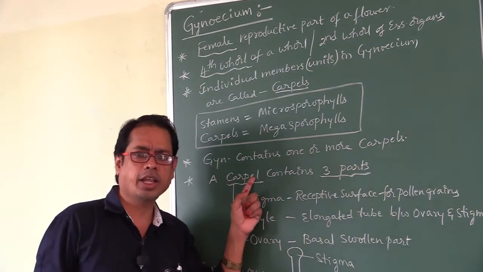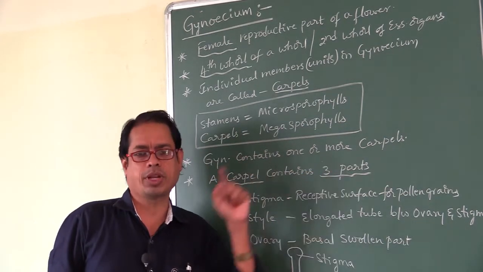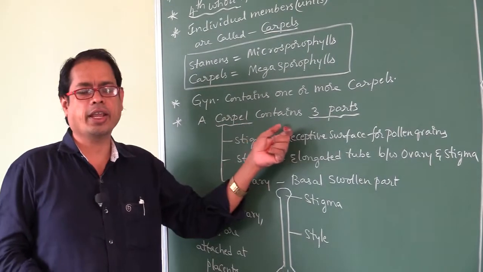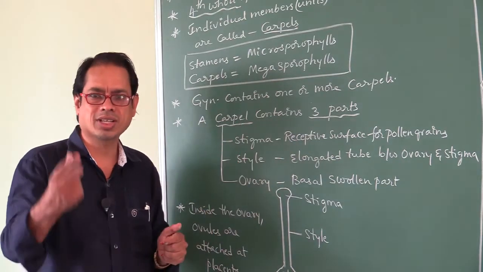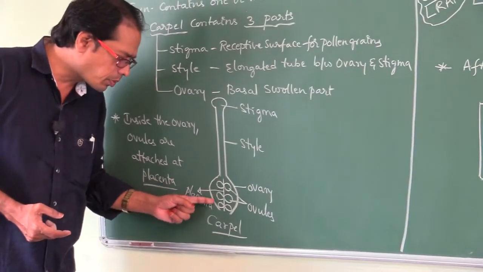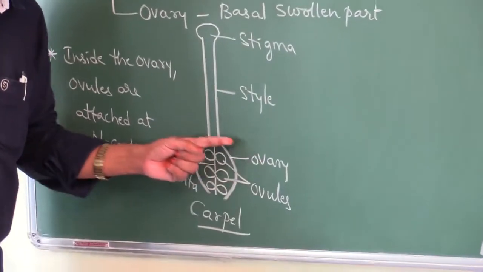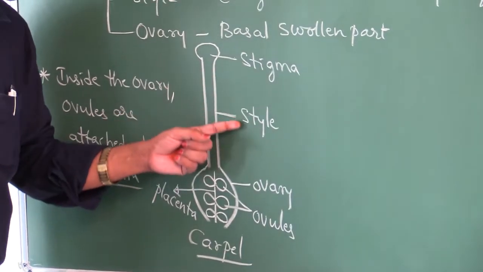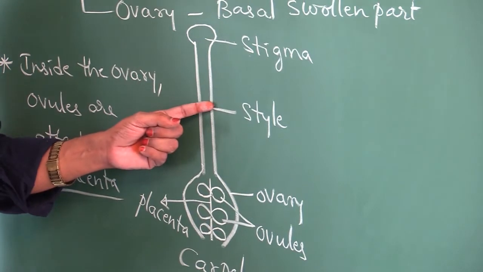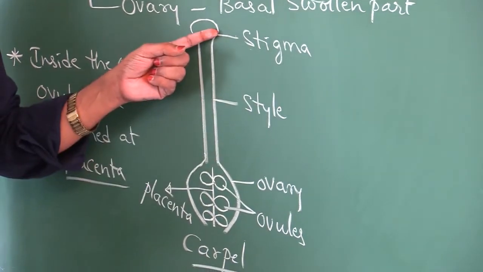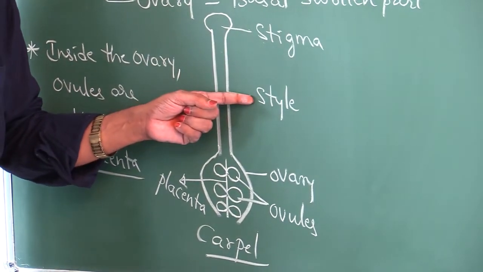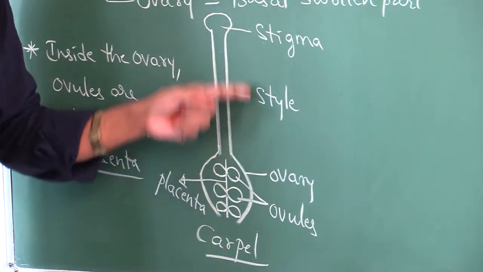The gynoecium contains one or more carpels, one to many. A carpel contains how many parts? 3 parts. Now look here, my dear students. This is the basal swollen part called ovary, the elongated tube-like structure called style, and this is the stigma. Style is present between ovary and stigma.